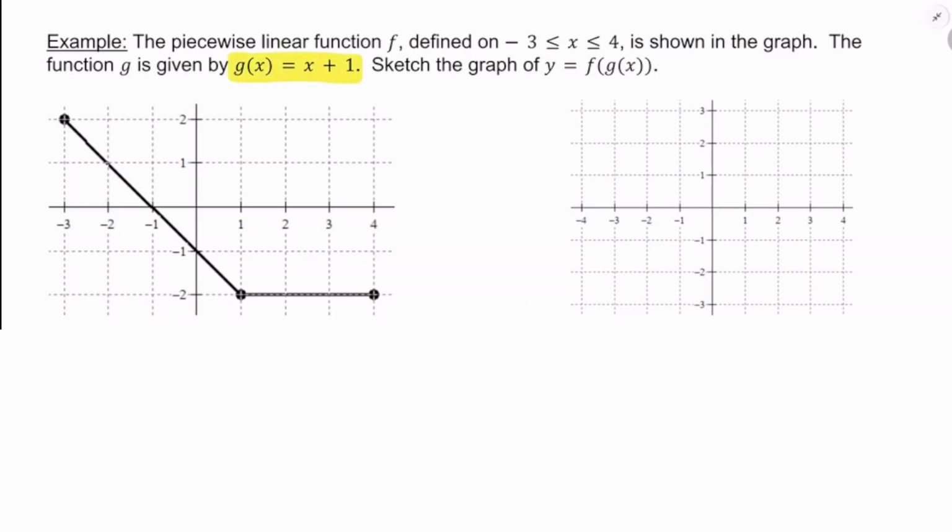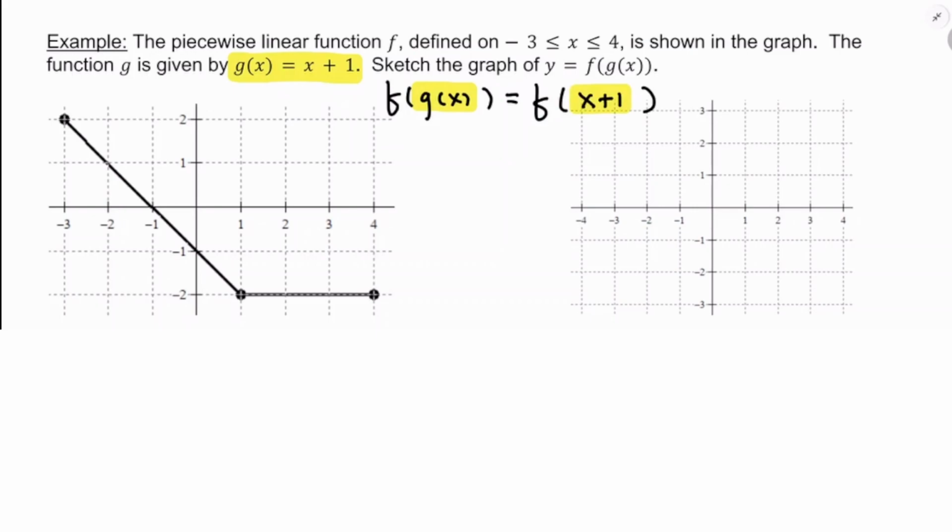Well, g of x is x plus 1. So f of g of x, wherever I see x in the formula for f, I'm going to replace it with x plus 1. Or I guess that wouldn't really be relevant in this case because I don't have a formula for f. But I'm just going to say, all right, g of x is x plus 1, so I'm really taking f of x plus 1.